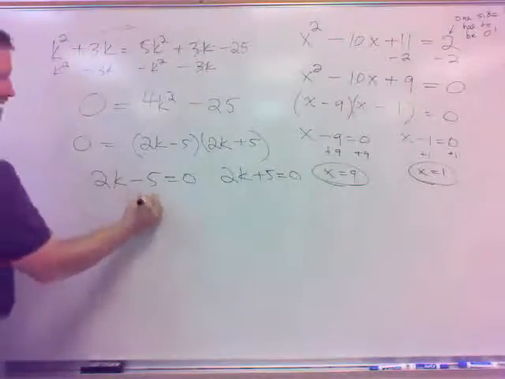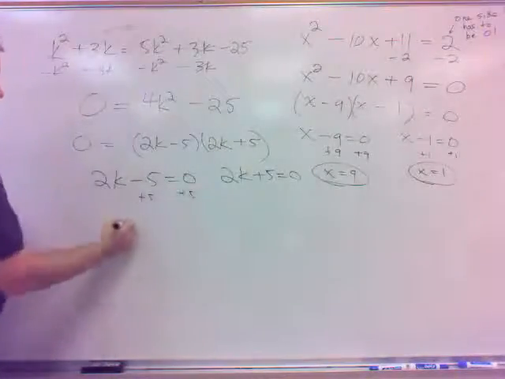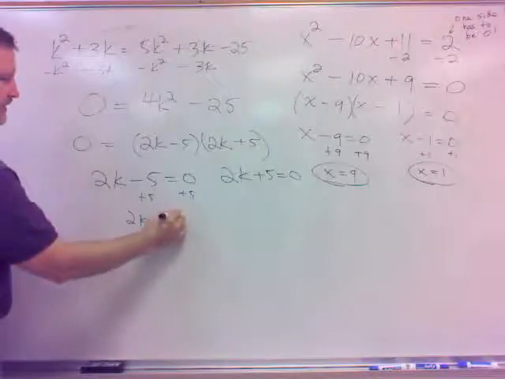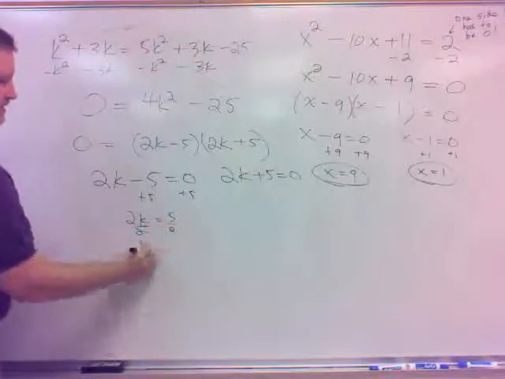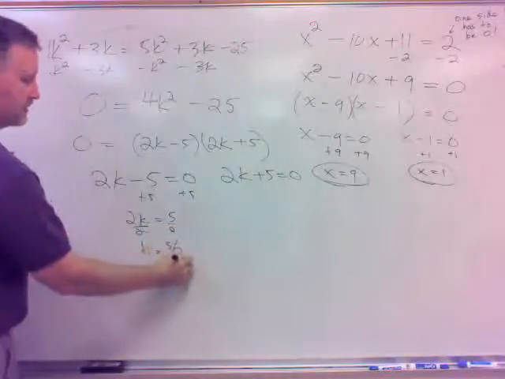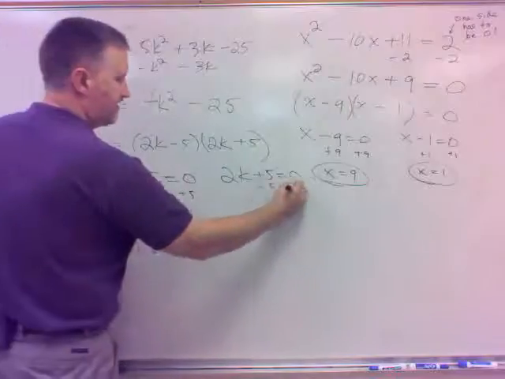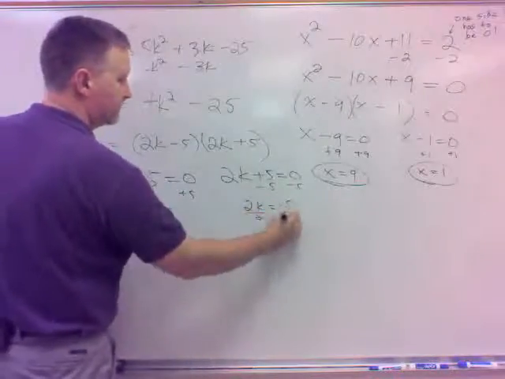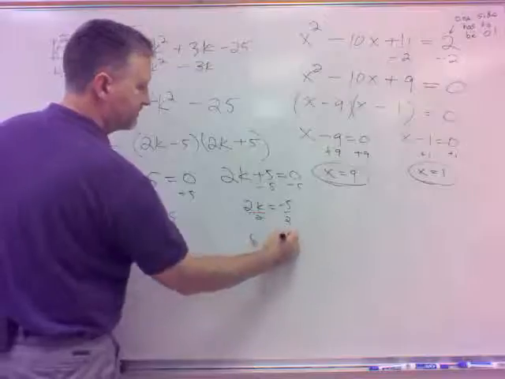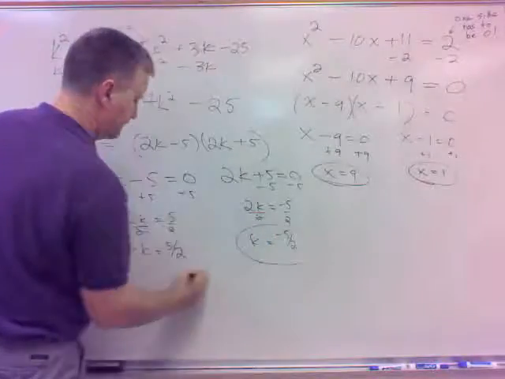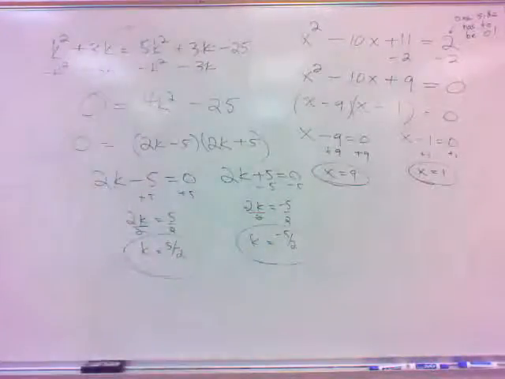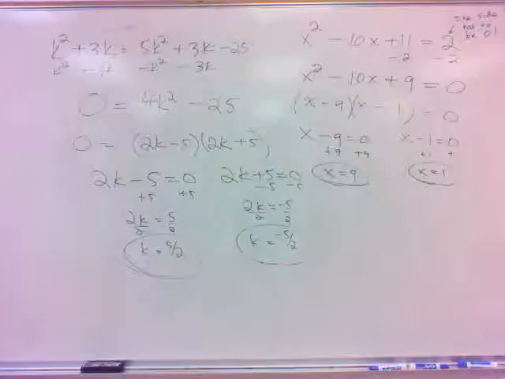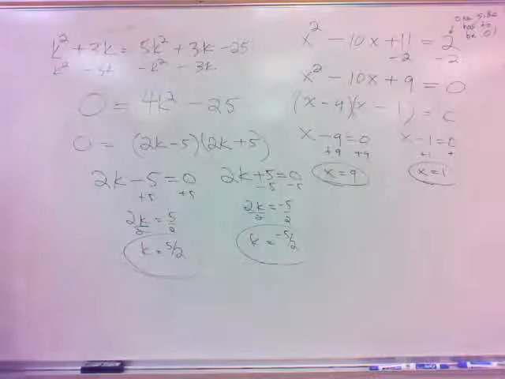Here, add 5, so 2k equals 5, divide by 2, k is 5 halves. Here, subtract 5, so I have 2k equals negative 5, divide by 2, so I have k equals negative 5 halves. In that case, they're the same answer, just opposites of one another. All right. Questions or concerns?